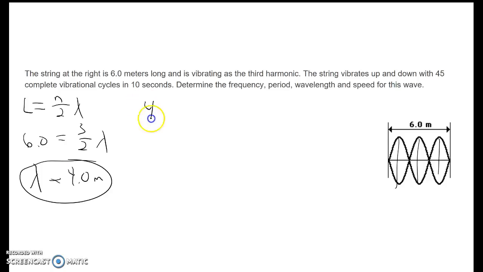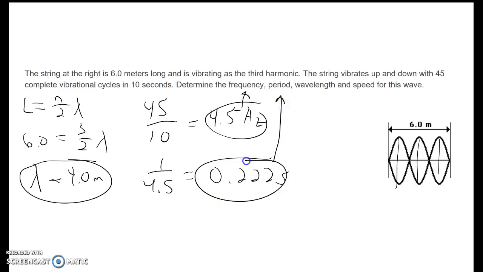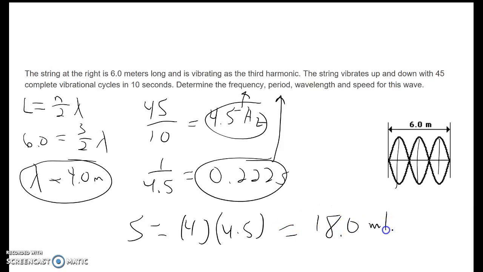Frequency is 45 divided by 10, or 4.5 hertz. We take the inverse of our frequency, and that's our period. It'd be 0.222 seconds. So that's our period, and then speed. It's going to be 4 multiplied by 4.5. So 16 and 2, 18 meters per second is the speed of our wave.